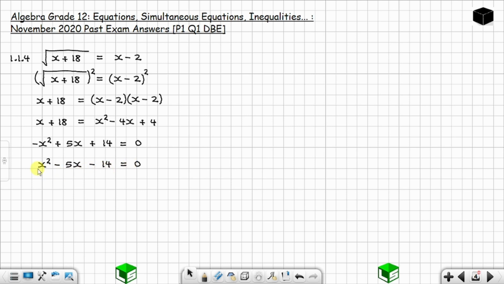So this can be factorized into 2 brackets like this. Remember, this is equal to 0. You can factorize this. So you have x squared there. So you are going to have x there and x there, because x times x will give you x squared. Okay, and now you have negative 14. Can you see you have negative 14?